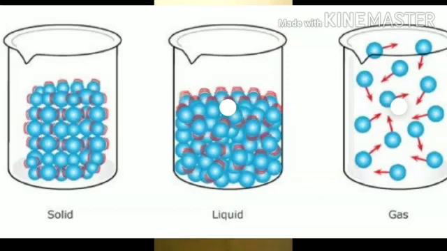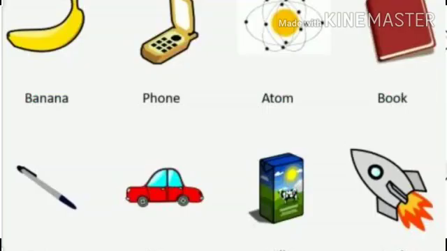Everything around us is matter. The book that we read, the air that we breathe, the water that we drink, etc. These are all made up of matter. So, whether a thing is living or non-living, it has weight and it occupies space. That we say everything that has weight and occupies space is called matter.